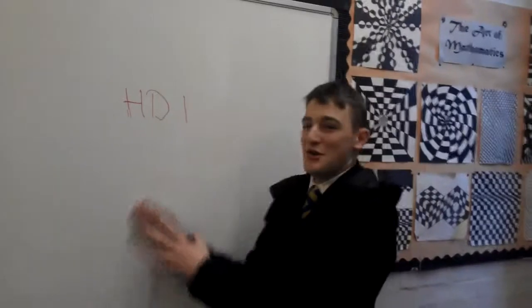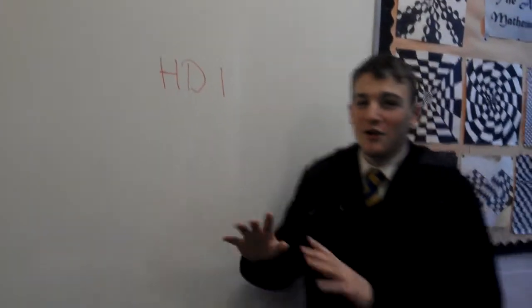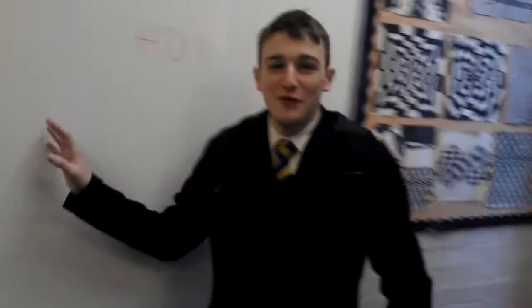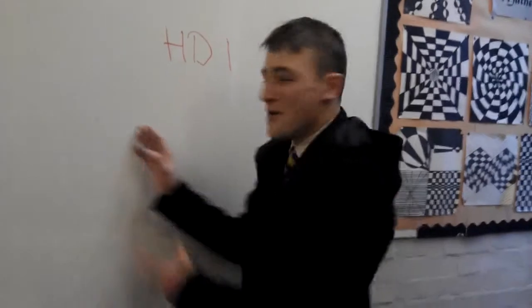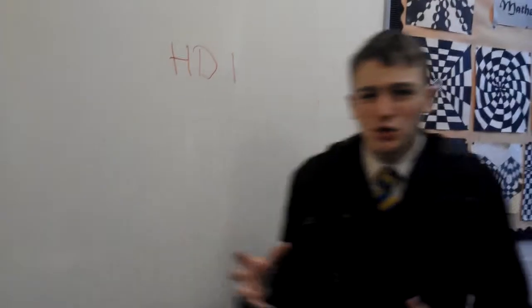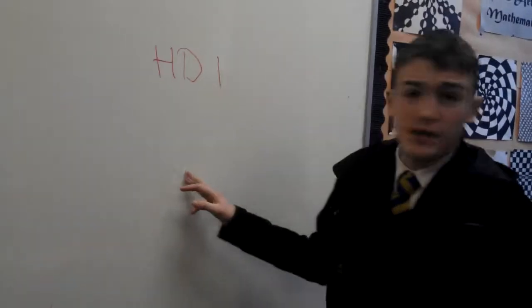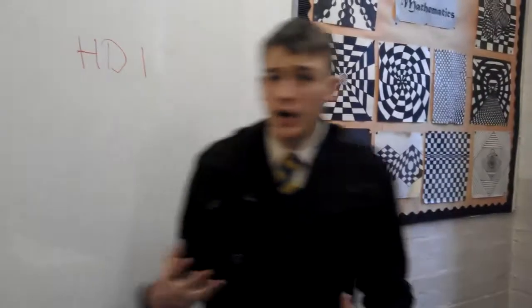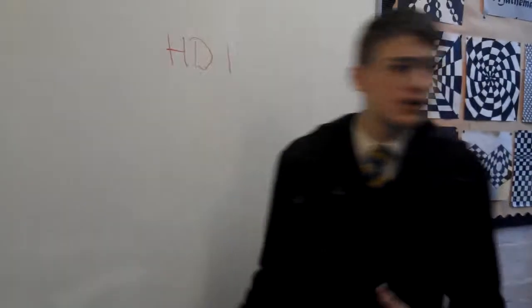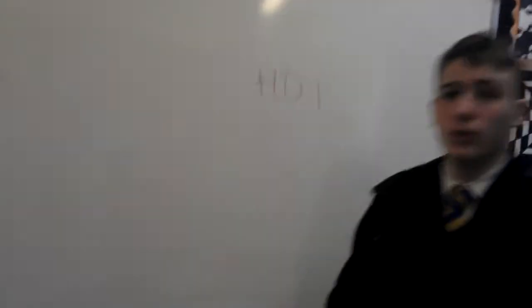HDI, the Human Development Index. Fascinating stuff. Right, first we have literacy rate, which is the key principle in measuring a country's development. For instance, Britain, which is a highly developed country, has an extremely high literacy rate because we have free education for all those who are under the age of 18, and it's also compulsory.